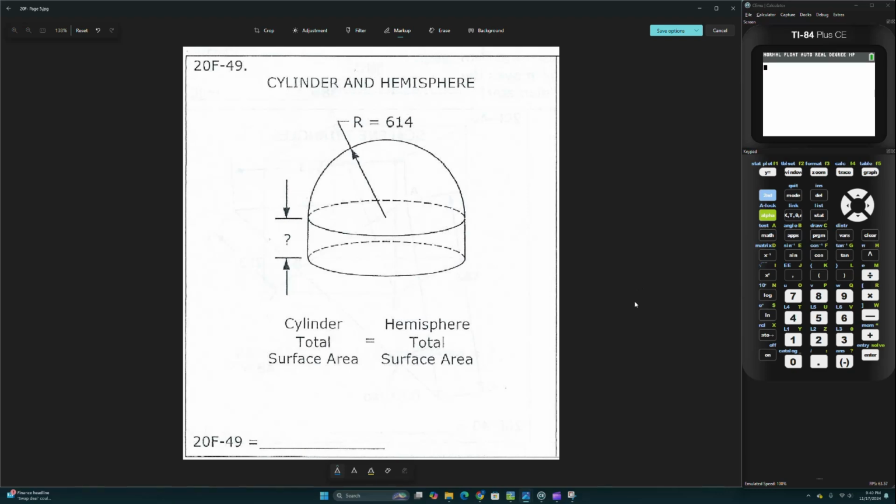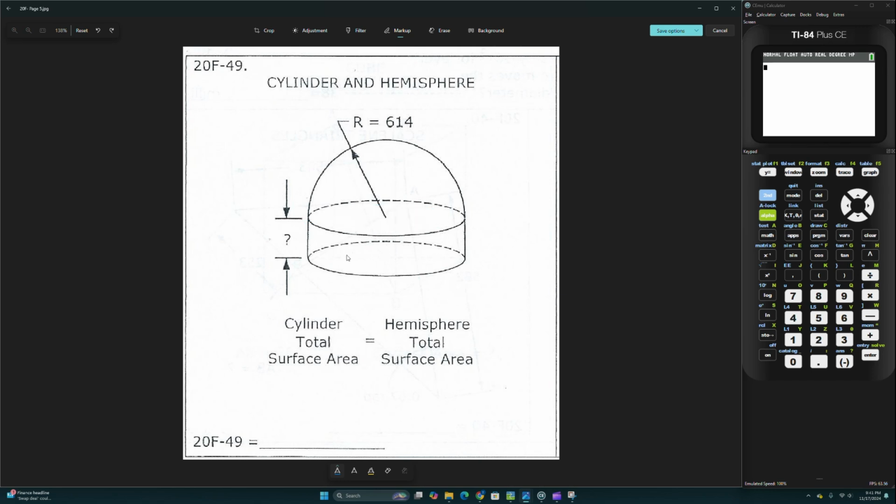Hello. So we have two geometry figures, and it's a surface area problem. We're given that this is a hemisphere and that's a cylinder, and that their total surface areas are equal to each other. Now for these problems, this base right here doesn't count, right? We don't adjust for that. We are only looking at the outside part.